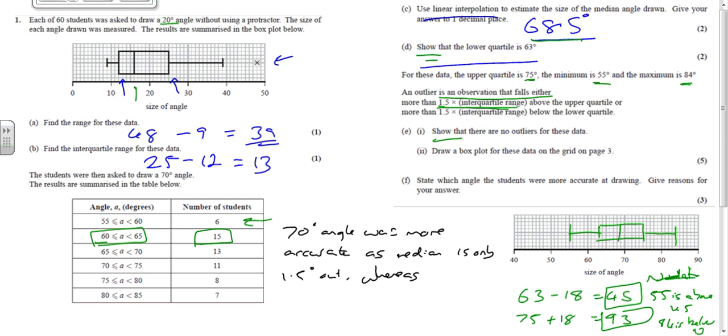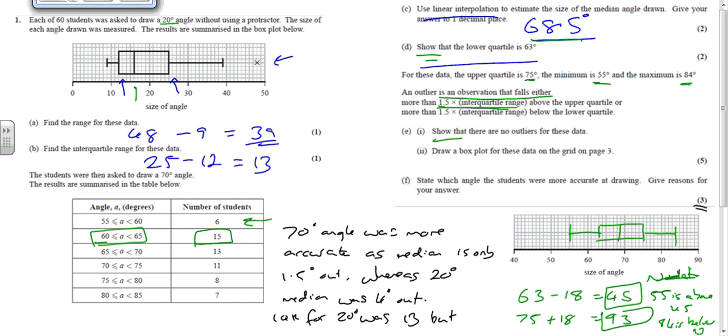whereas for the 20-degree angle the median was 4 degrees out. It's worth 3 marks, so you really have to say something else. And if we have a look at the interquartile range for 20 degrees, it was between 12 and 25, that's 13.